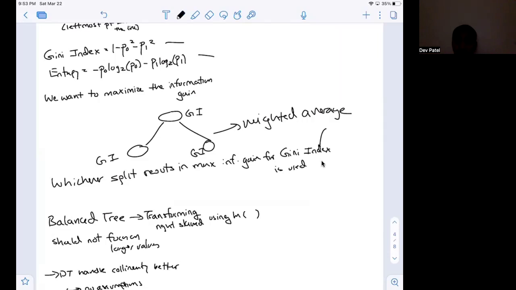So this is what we refer to as recursive binary splitting, where you actually only look at the best immediate step. So that's why it's a greedy algorithm. Again, similar to how we did the recursive binary splitting in the regression trees.